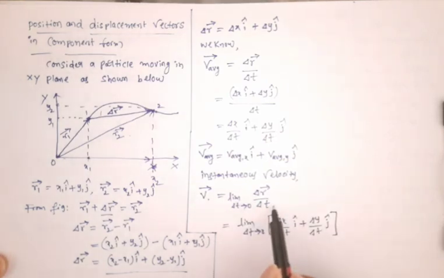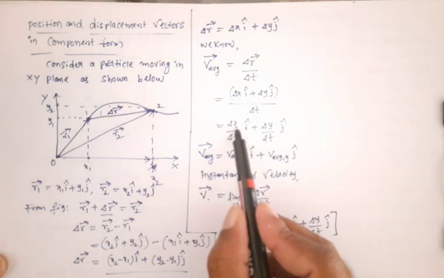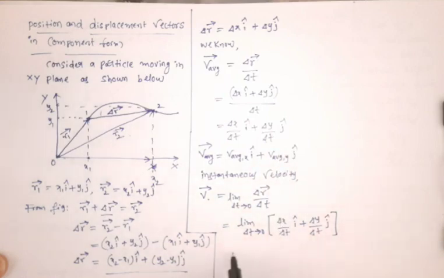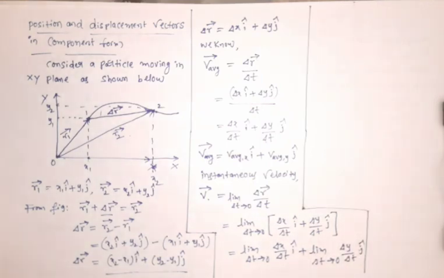Yeah, delta r by delta t. So delta r by delta t equals, we are getting this value now, delta x by delta t into i cap plus delta y by delta t into j cap. Now I am writing like this. Now apply the limit individually for this one and individually for this one. Limit delta t tends to 0, delta x by delta t into i cap, plus limit delta t tends to 0, delta y by delta t into j cap.